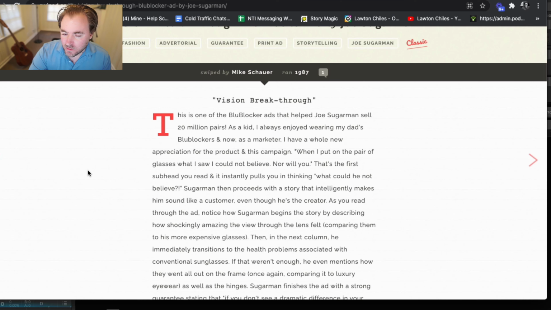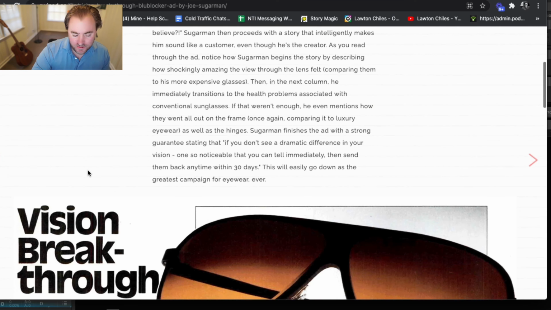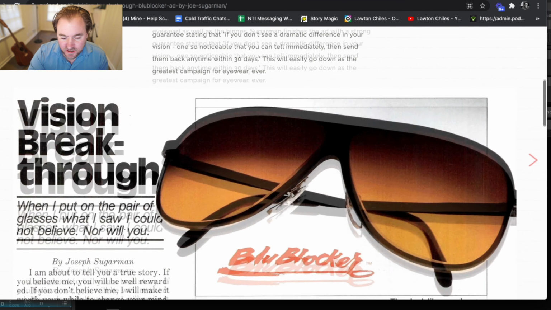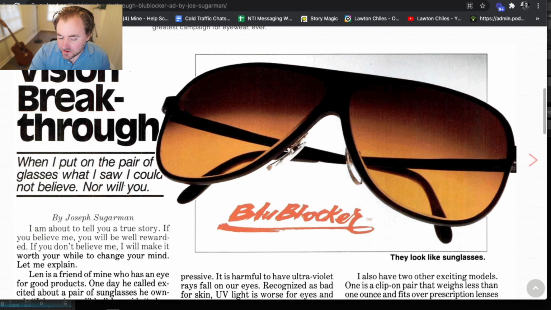So this was an ad written by Joseph Sugarman, who created the Blu Blocker sunglasses. He also had his own advertising company and wrote his ads himself. And so this is what we call a swipe file. The swipe file started where you could build a collection of other people's ads to go through for ideas and inspiration and angles that you hadn't thought of yet, and that kind of thing.